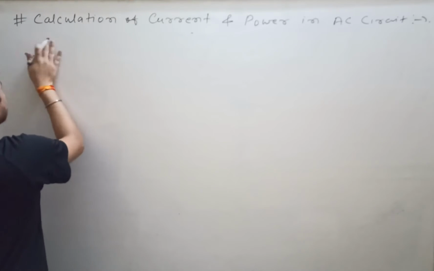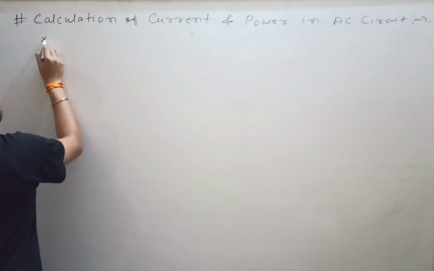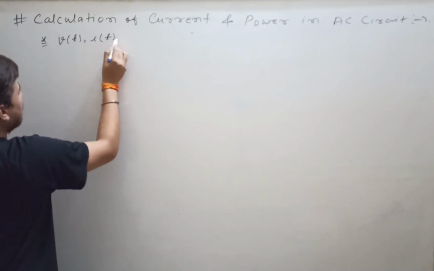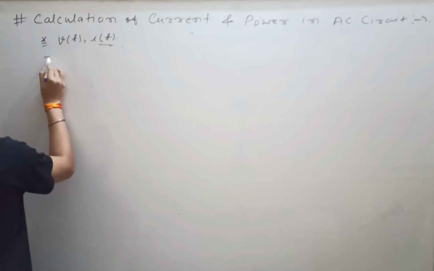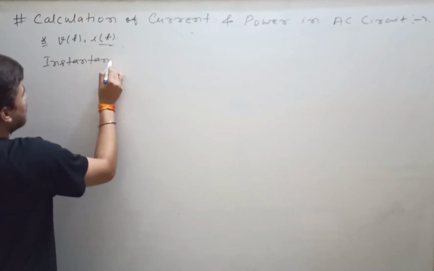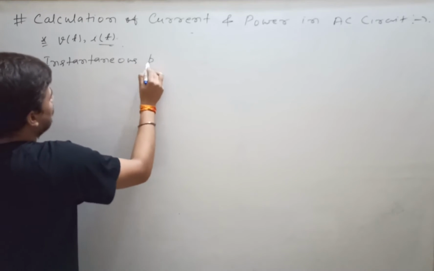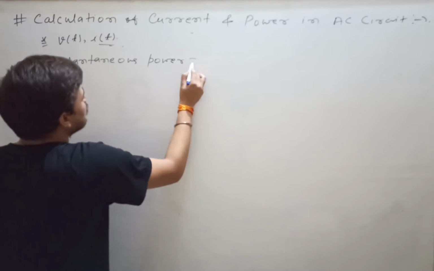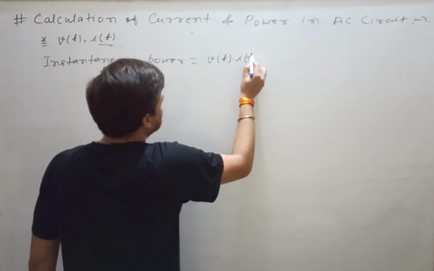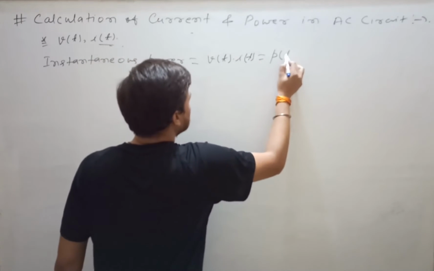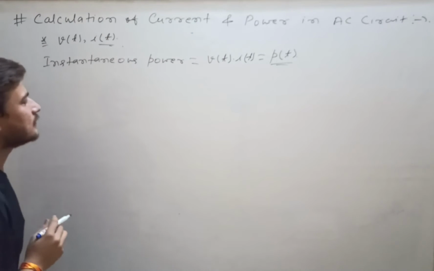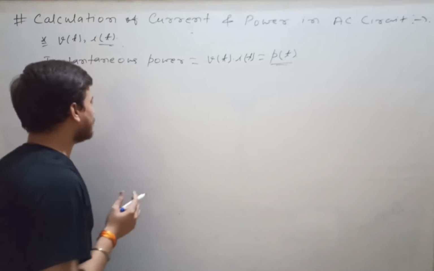Now, suppose v(t) and i(t) are given to you. Then what do you know? You know the instantaneous power. This power is represented by p(t), and it is equal to v(t) into i(t).